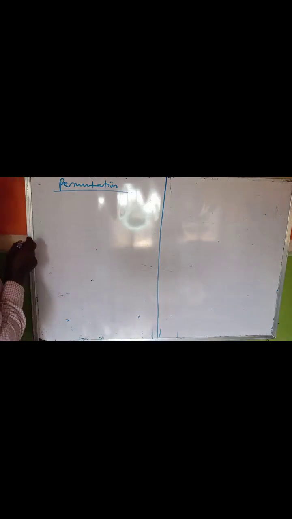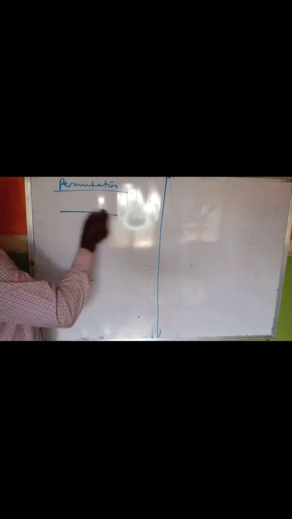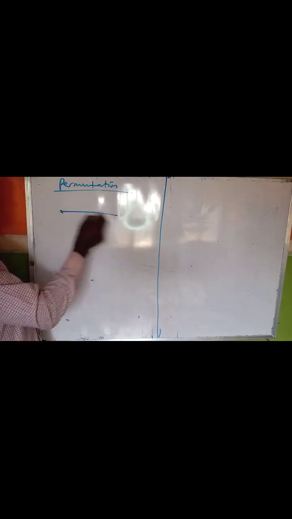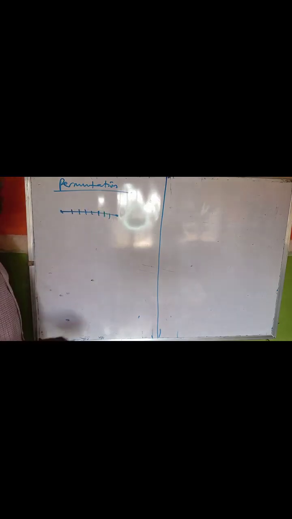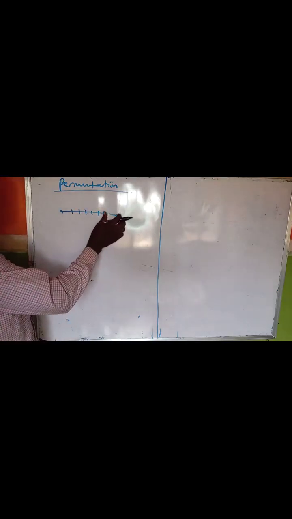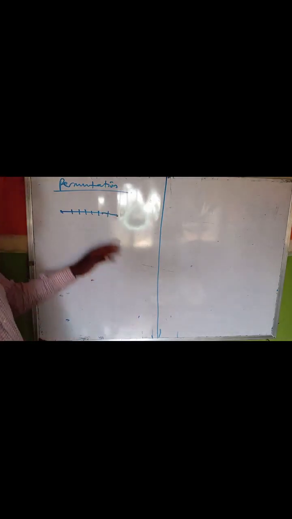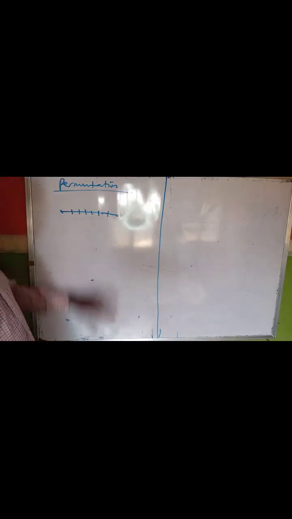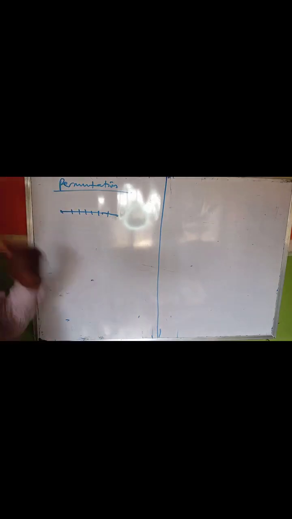Like you have six people sitting in a chair. Maybe this is a bench, and this bench can contain six people. Permutation is talking about in how many ways these people can sit on this particular chair. So that's what it's talking about. In how many ways can they do it?